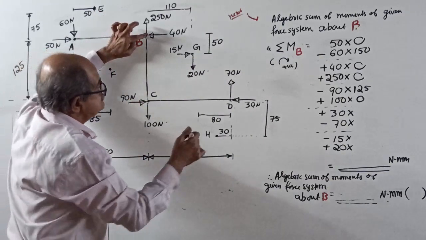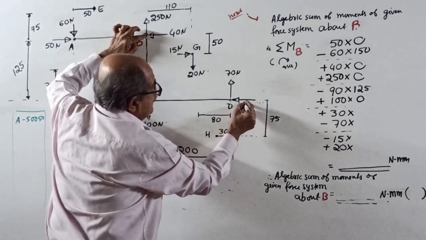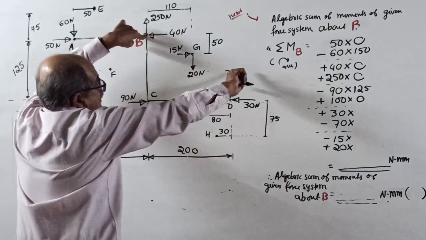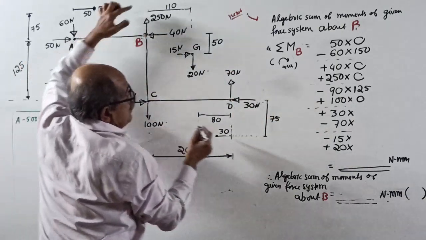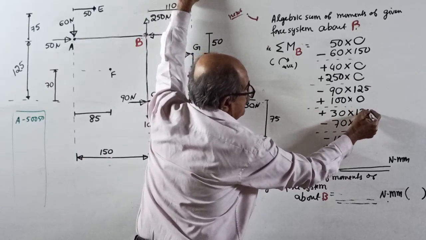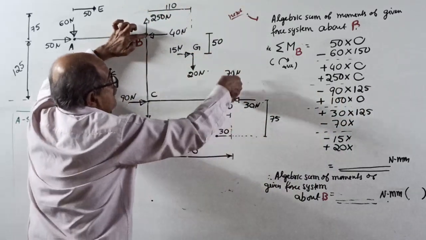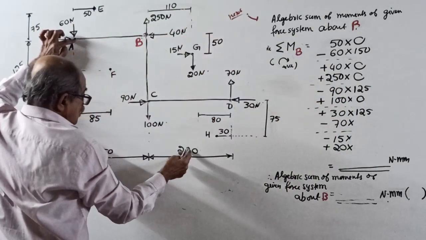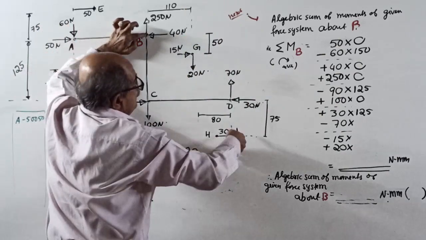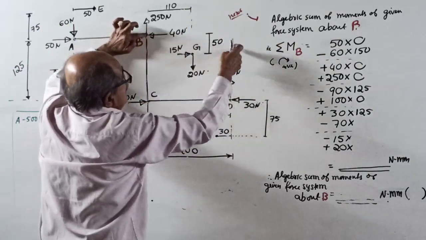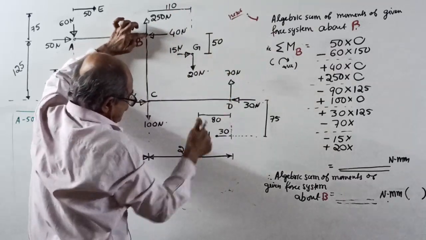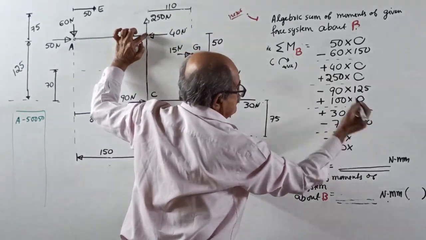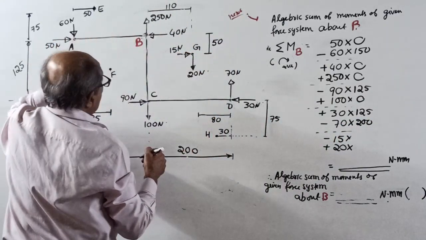Okay. Then 30. I will write neatly once again. 30 Newton. 30 into 125, this way, clockwise. And about B, 70 from B here. See, when you took A, it was 70 into 200 plus 150. Now about B, 70 into only from B to this force, this distance. That is 200. Once again, anti-clockwise. 70 into 200.